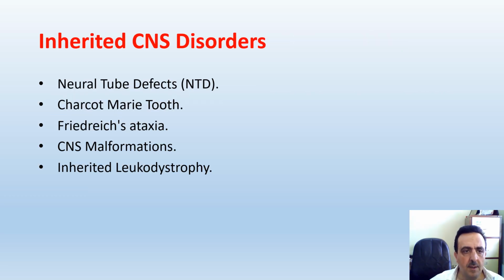Some of the inherited central nervous system disorders are neural tube defects, Charcot-Marie-Tooth, Friedreich's ataxia, malformations, leukodystrophies as well.